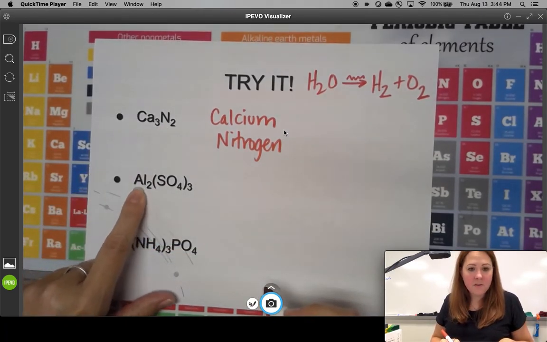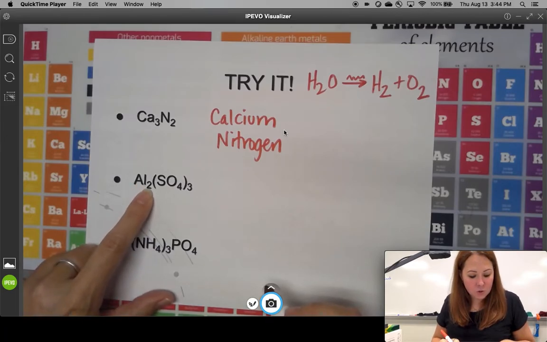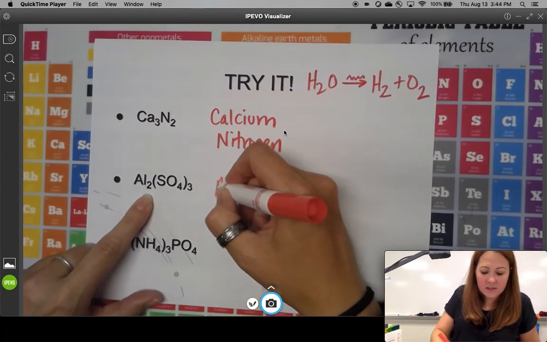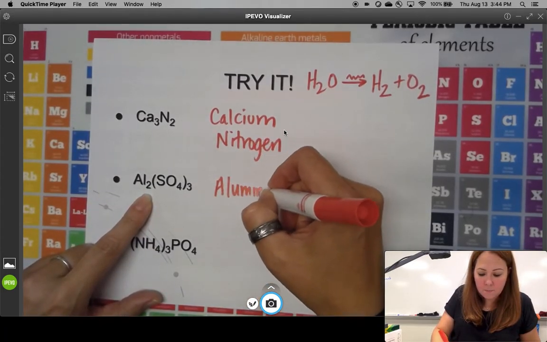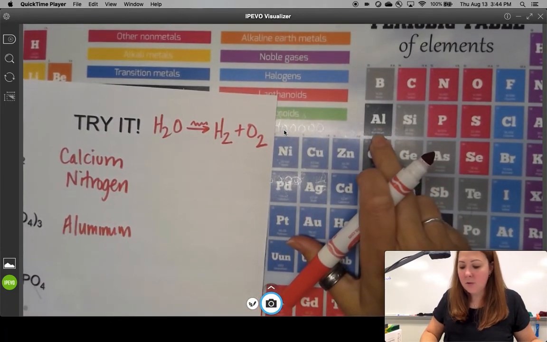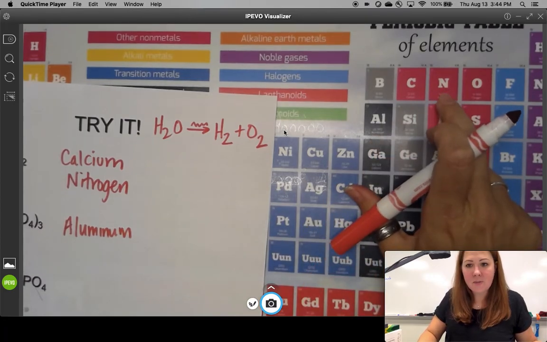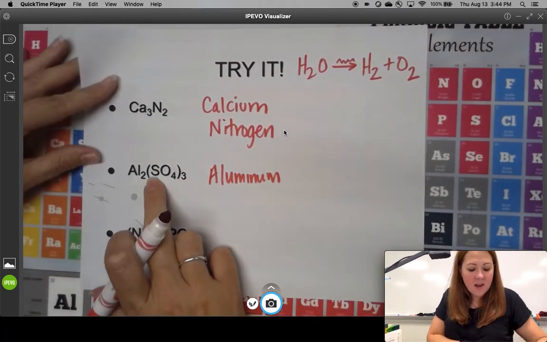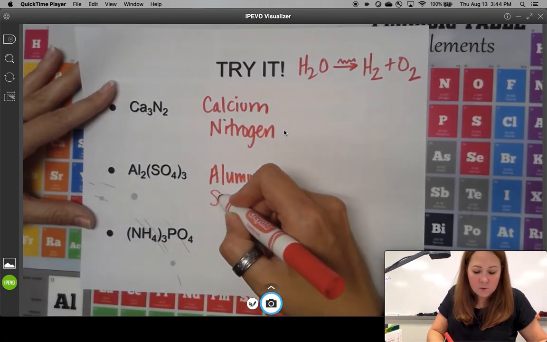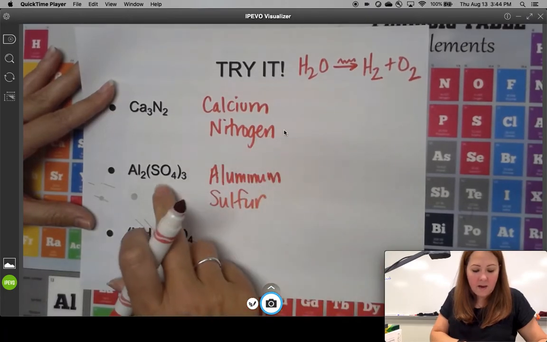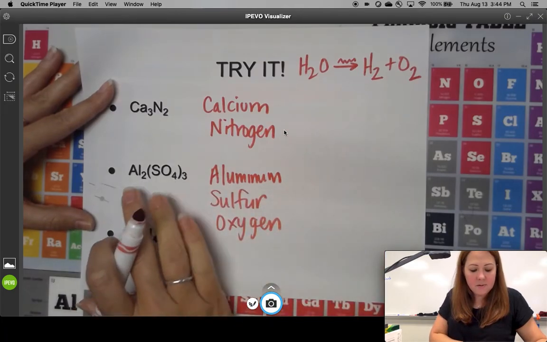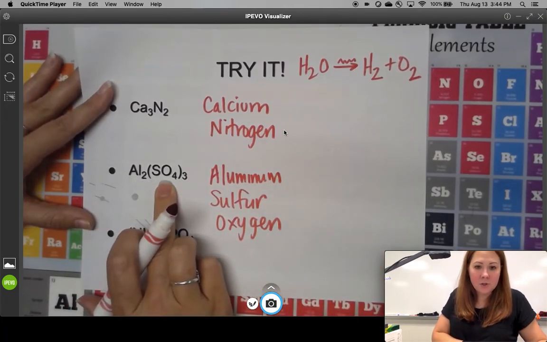The next compound that I have here is Al and then 2. It looks kind of like Ai, but it's actually Al. So I have Al2. Al is aluminum, right here on the periodic table. And then nitrogen was here, I forgot to point that out. And then I have in parentheses capital S, capital O. Capital S is sulfur. Capital O is oxygen. So this compound is made up of aluminum, sulfur, and oxygen.